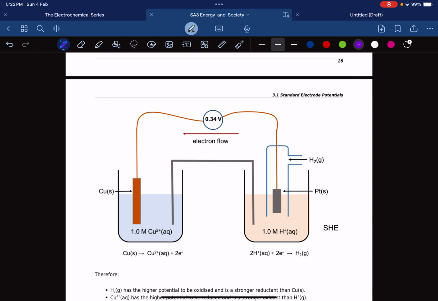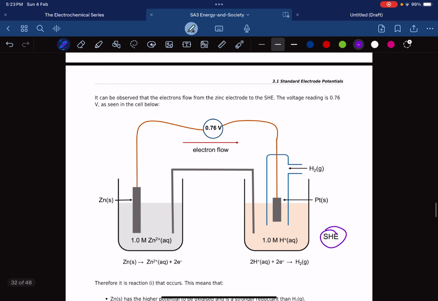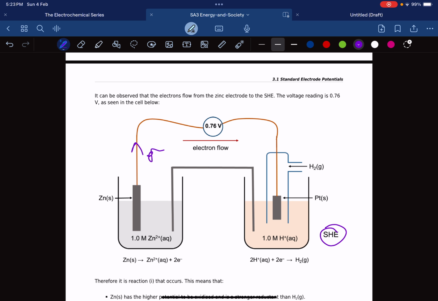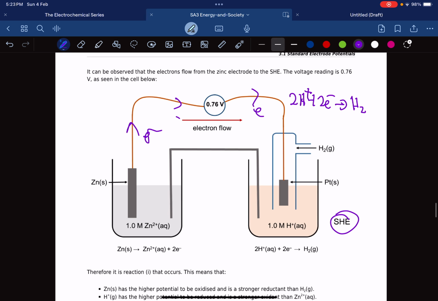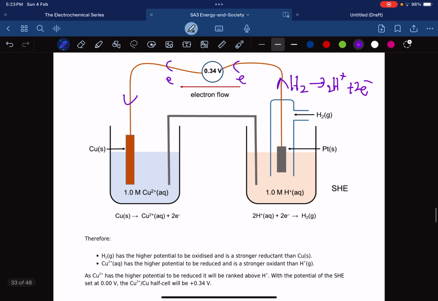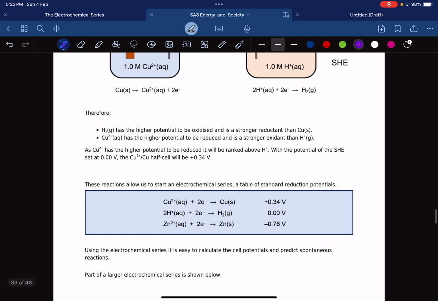So when it's flowing from hydrogen to copper, what is happening is hydrogen is becoming hydrogen ions plus 2 electrons. So the electrons are going up here and coming here. But in this case, electrons are coming up from here, going here. So here hydrogen ions are picking up electrons and becoming hydrogen. That's what is happening here. You don't have to worry about this. This is not important, but this is how the data that you're seeing is obtained.